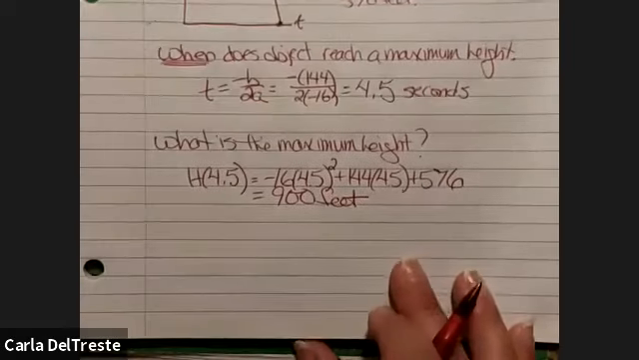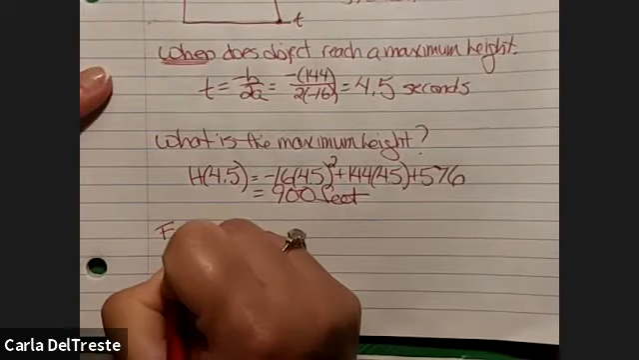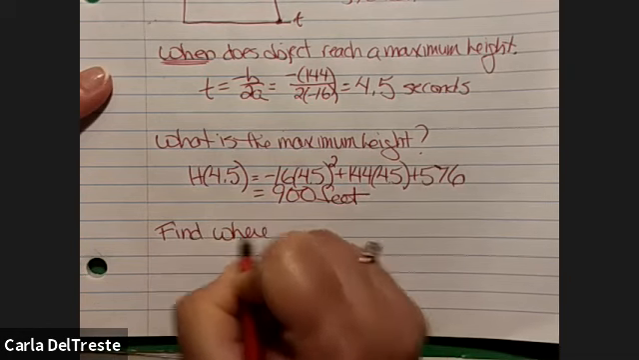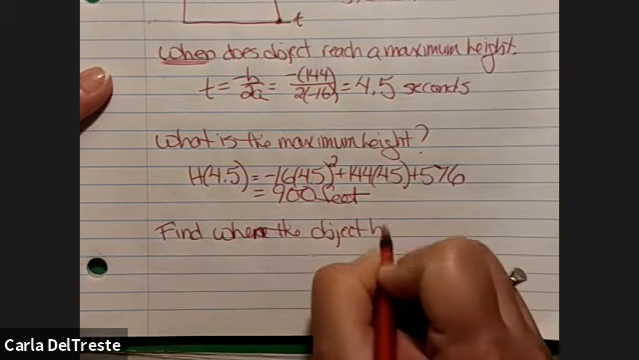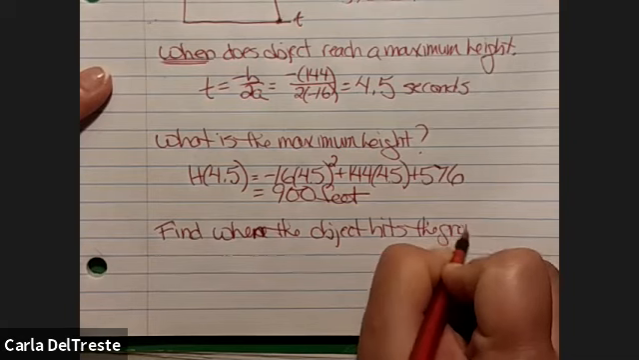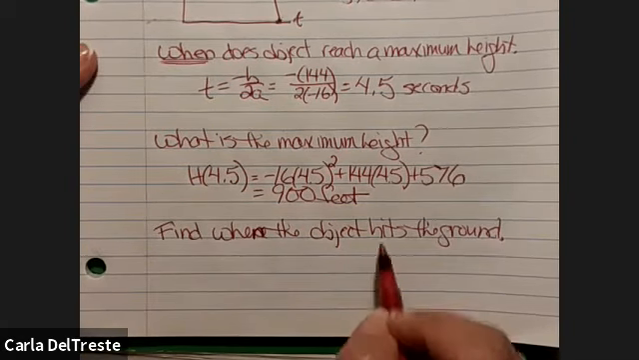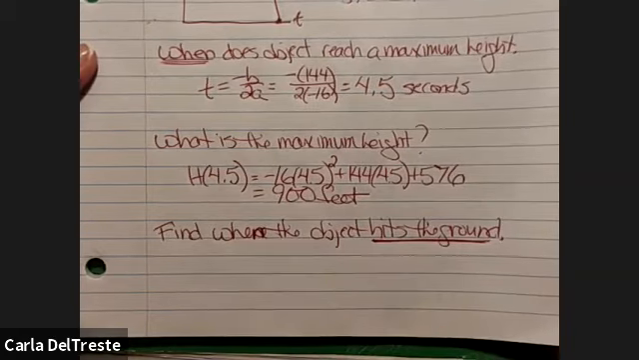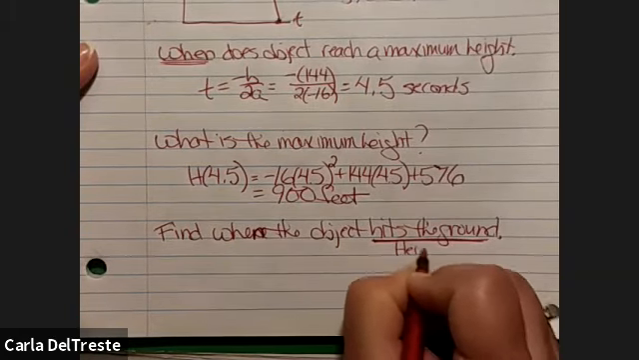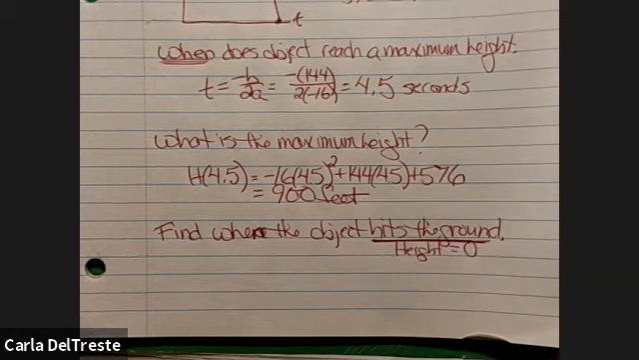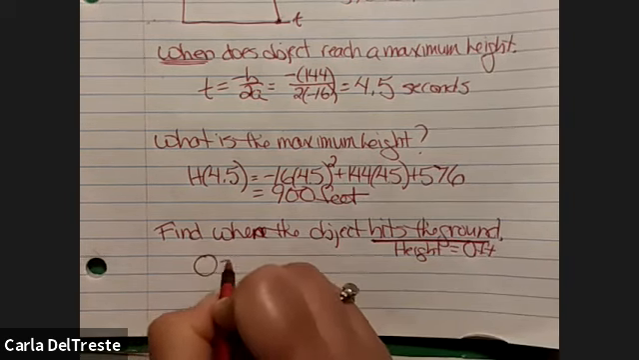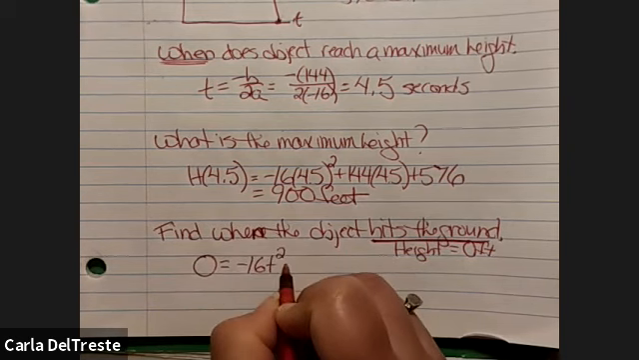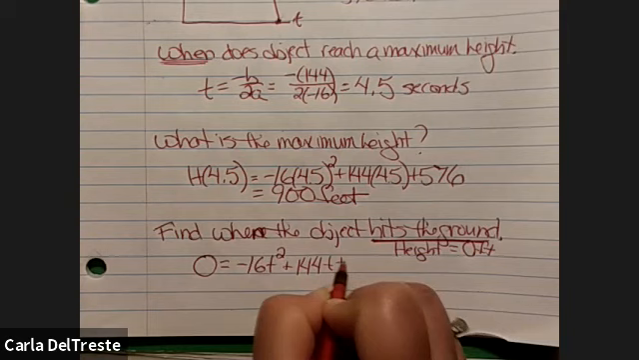Last but not least, we want to find when the object hits the ground. What does hitting the ground mean? Hitting the ground means height is 0, right? You're not off the ground. Your height is 0 feet. So I want to know when 0 equals negative 16t squared plus 144t plus 576.